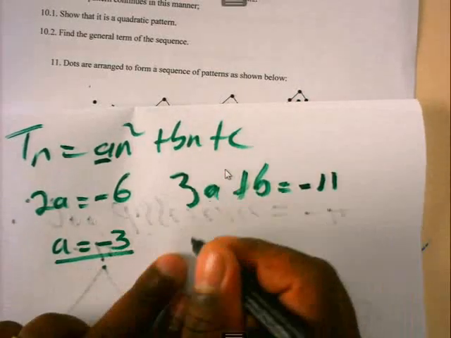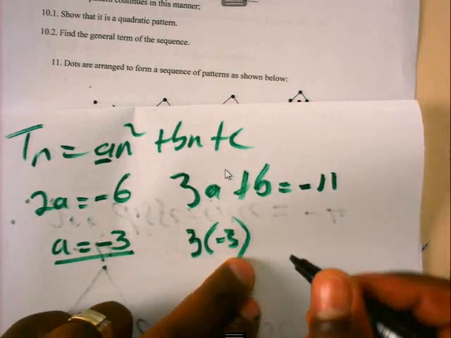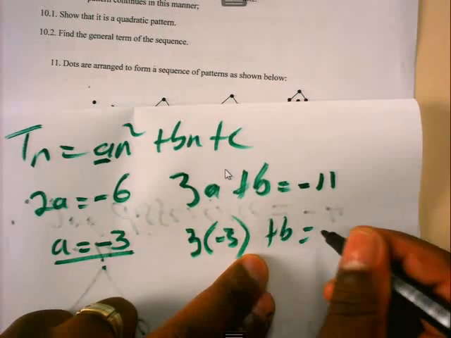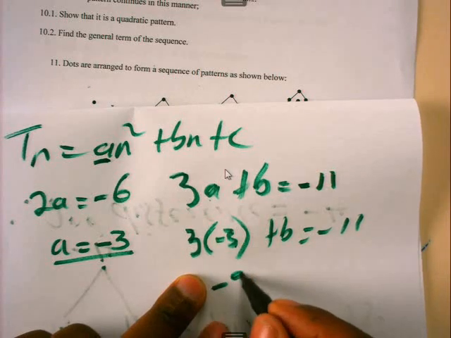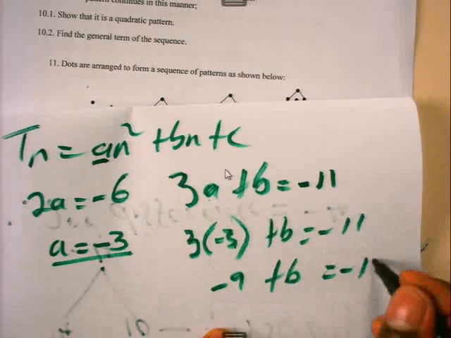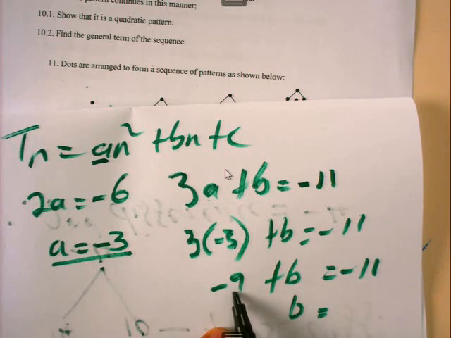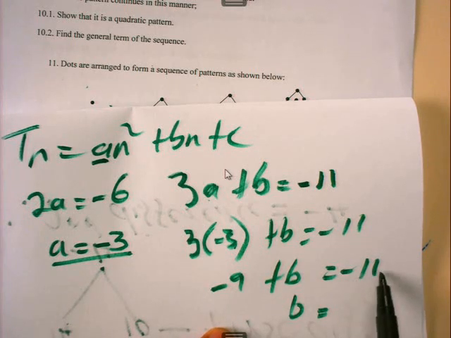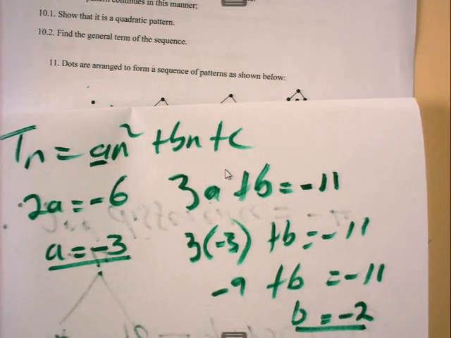We already know the value of a is -3. Substitute a by -3: 3 times -3 gives you -9. -9 plus b is equal to -11. Then you transpose -9 to the right, and you'll be left with -11 plus 9, which will give you -2. You've got the value of a, you've got the value of b.